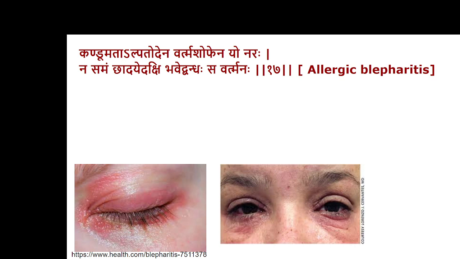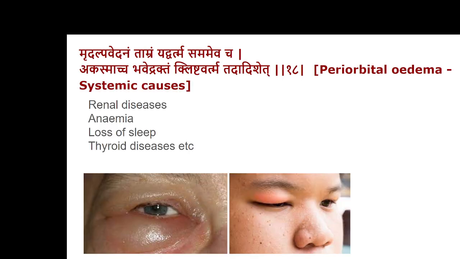Then Kandumata Alpatodena, Vartmashopena Yonaraha, Nasamam Chale Dakshi, Bhaved Bandha Savartmana. Vartma Bandha or Vartma Avabandha is a condition where Sushruta says there will be itching as the most common presentation, comparatively painless, and swelling of the eyelids as such. From the current point of view, it is also a variation of blepharitis, particularly when the allergic phenomena are so common. Most of the time it occurs due to cosmetics applied over the eyes, and the patient may have typical allergic manifestations, erythematous swellings in the eyes, either limited to the external or anterior surface, or occasionally involving the conjunctival surface too. And this is another common condition which is considered as Vartma Bandha by Sushruta.